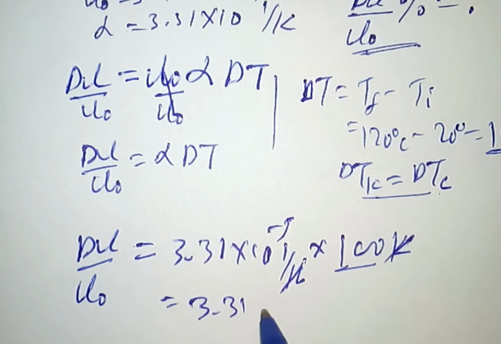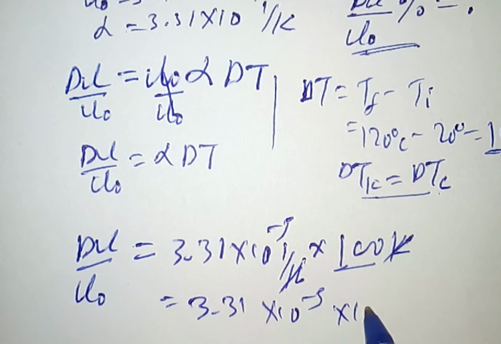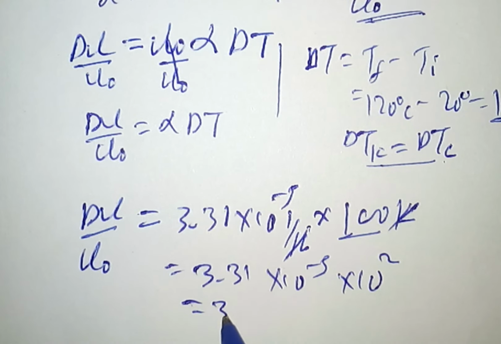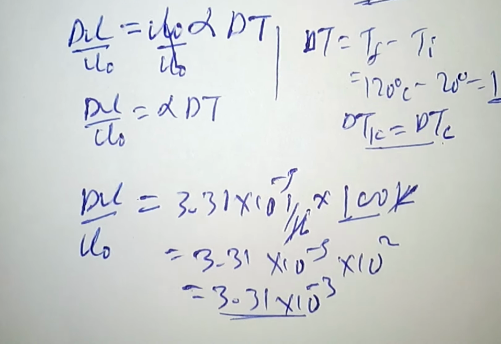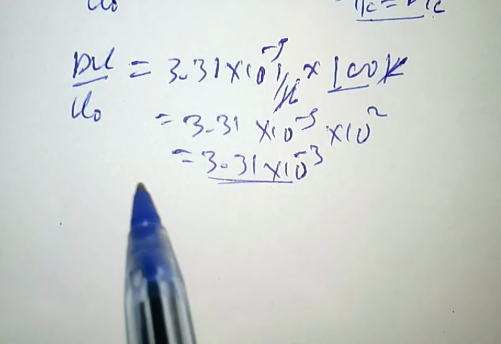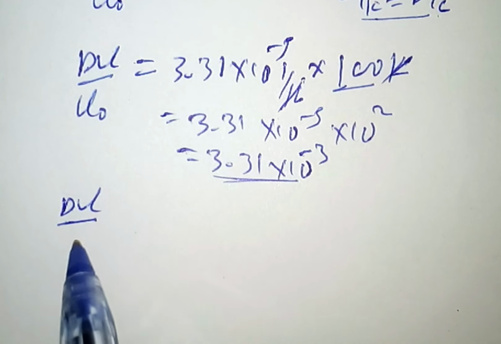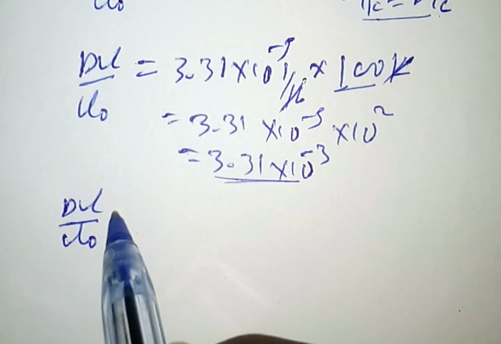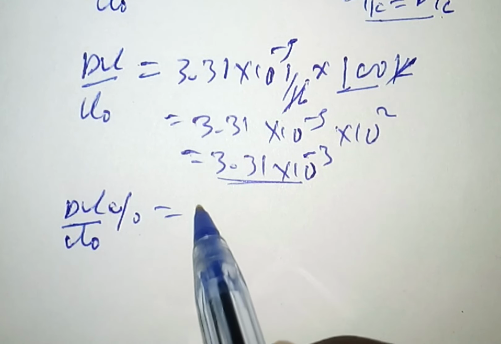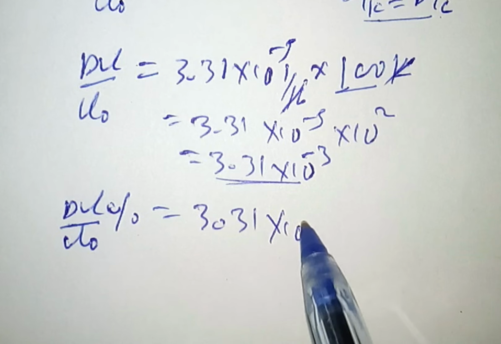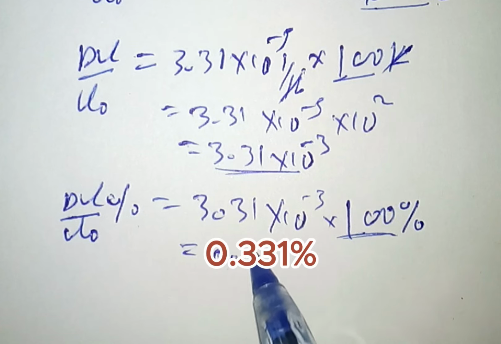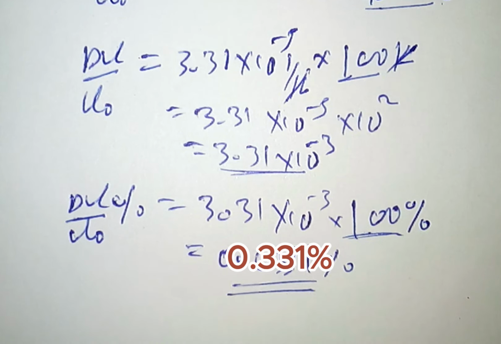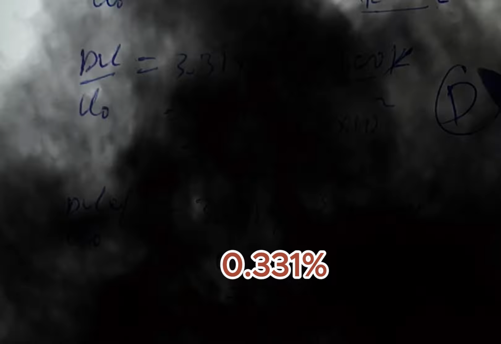This is 3.31 times 10 raised to minus 5 times 10 raised to 2. So minus 5 plus 2 is minus 3. Exactly, we get that 3.31 times 10 raised to minus 3 is left. But this is not the final answer since the question requires the change in length with respect to original length ratio in percentage, which is equal to the value we got, 3.31 times 10 raised to minus 3, times 100%. So this is equal to directly 0.0331%. So the correct answer is alternative D.